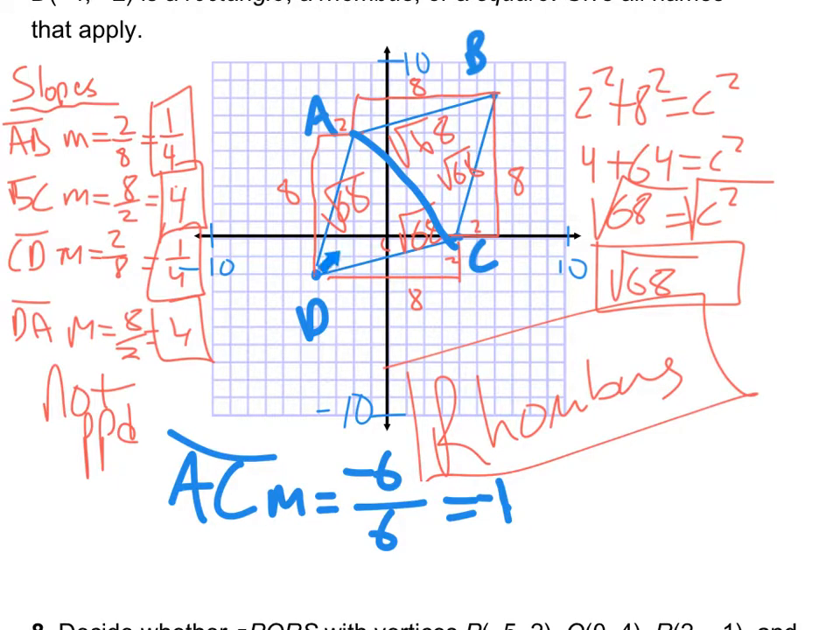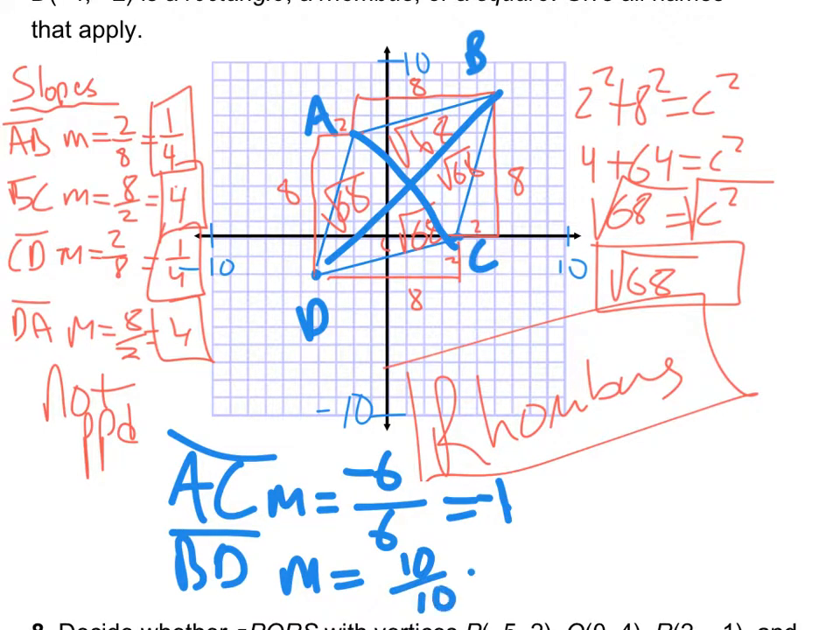And from B to D here, BD, or from D to B, remember, the order doesn't matter. But this diagonal right there, if you count that, it's going up 10, right 10. So the slope is 10 over 10, that's 1.